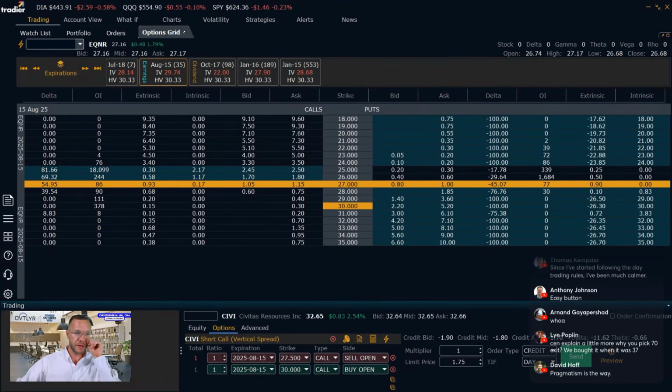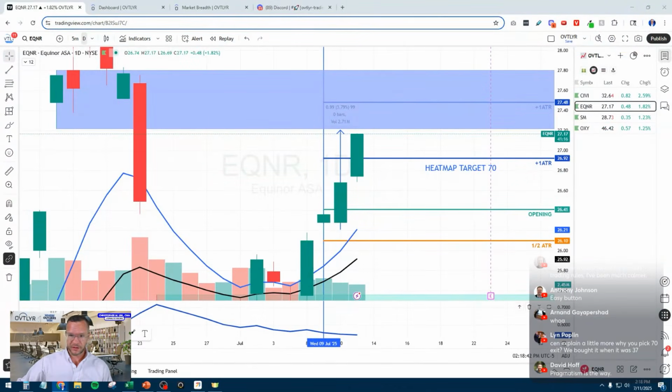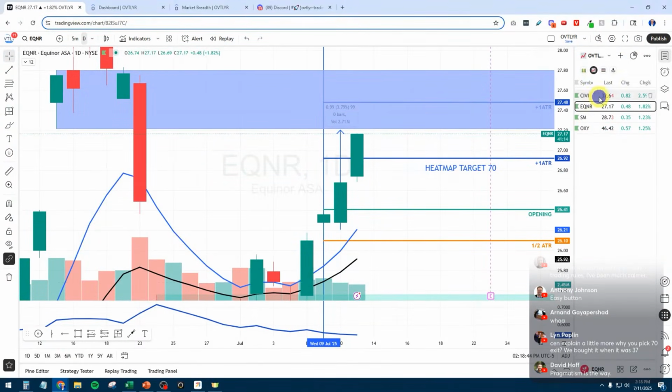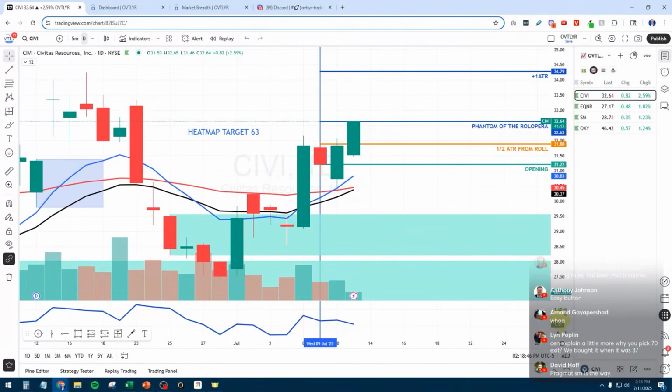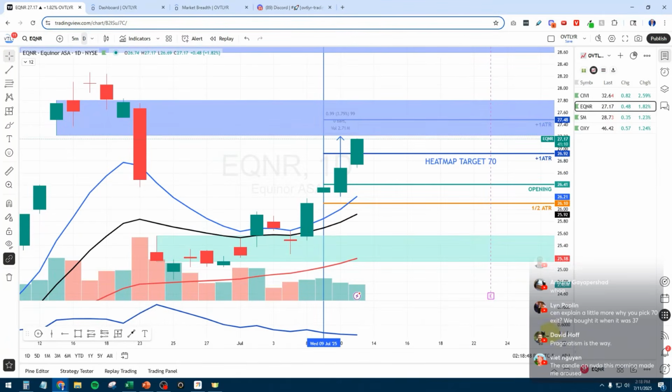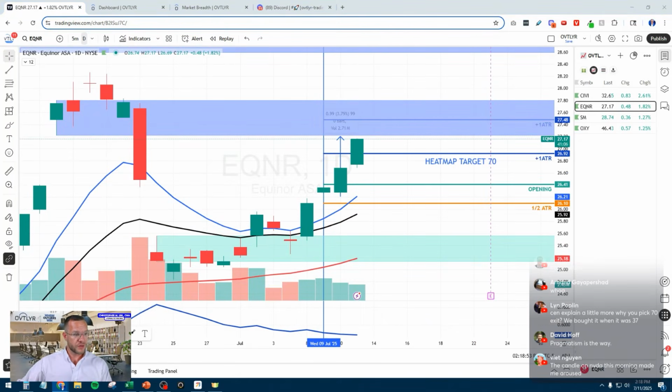Now, why would I have that big of a size? Because the ATR value, let's go back to that real quick. The ATR value in Civi, remember, was about $1.50. That's the volatility of the stock. In EQNR, it was about 54 cents, meaning that in order to have the same amount of risk, the same dollar amount in risk, I had to go 3 times as big. Does that make sense? Right.